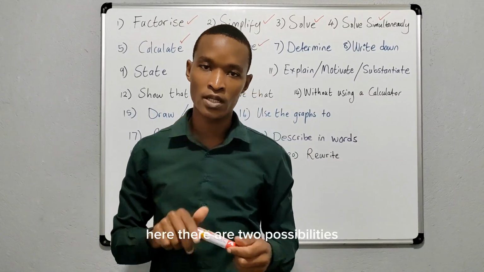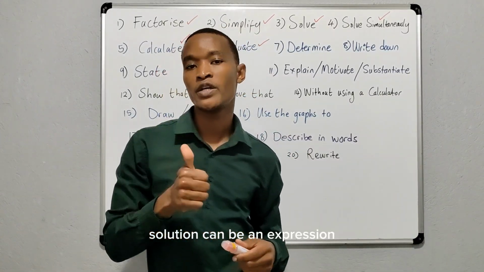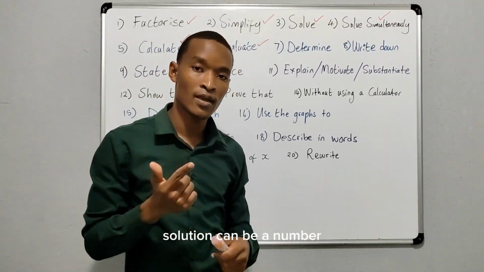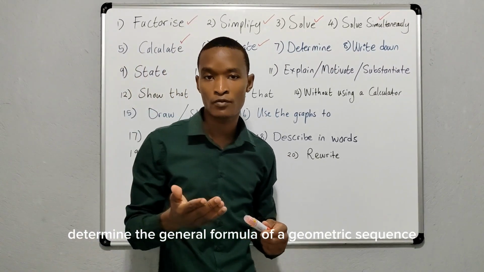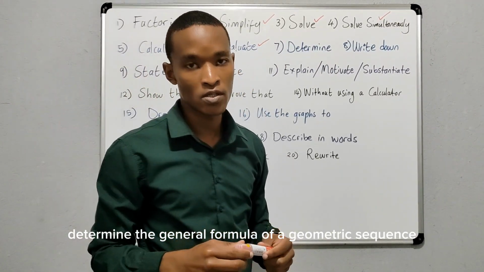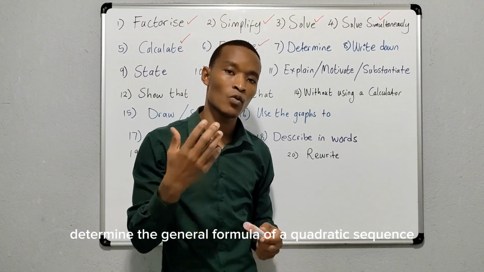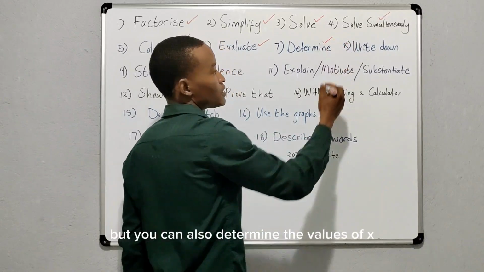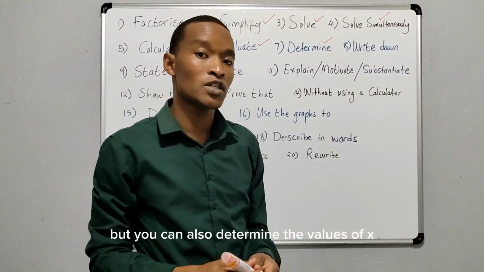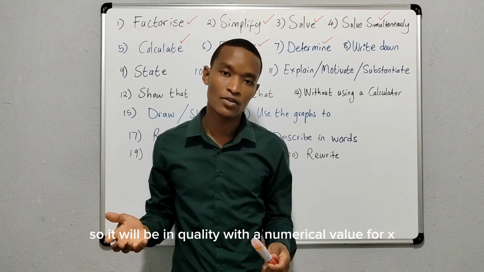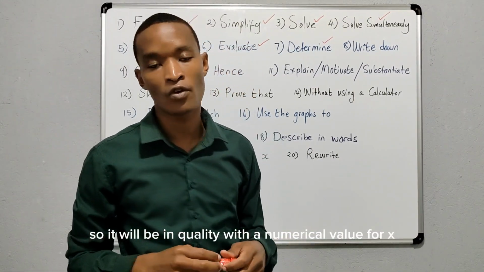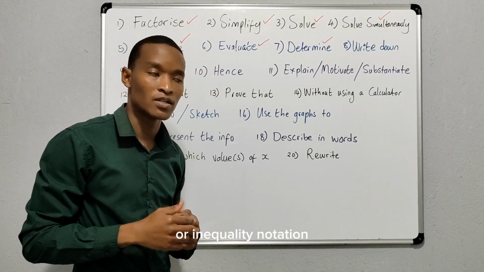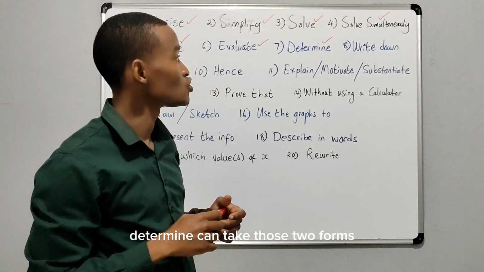Determine, here there are two possibilities. The solution can be an expression, or similar to calculate, your solution can be a number. For example, determine the general formula of a geometric sequence. Determine the general formula of a quadratic sequence. So it will be an expression in that case, but you can also determine the values of x where f is increasing. So it will be an inequality with a numerical value for x, in interval notation or inequality notation. So determine can take those two forms.